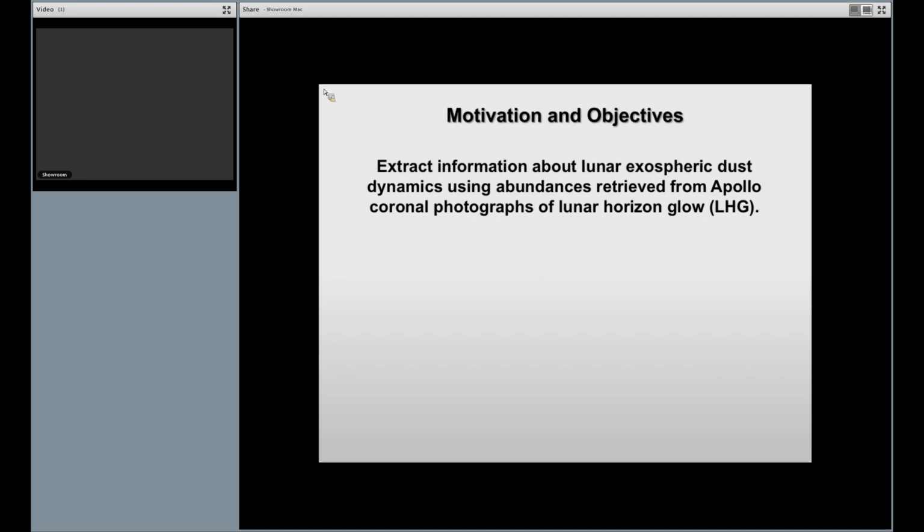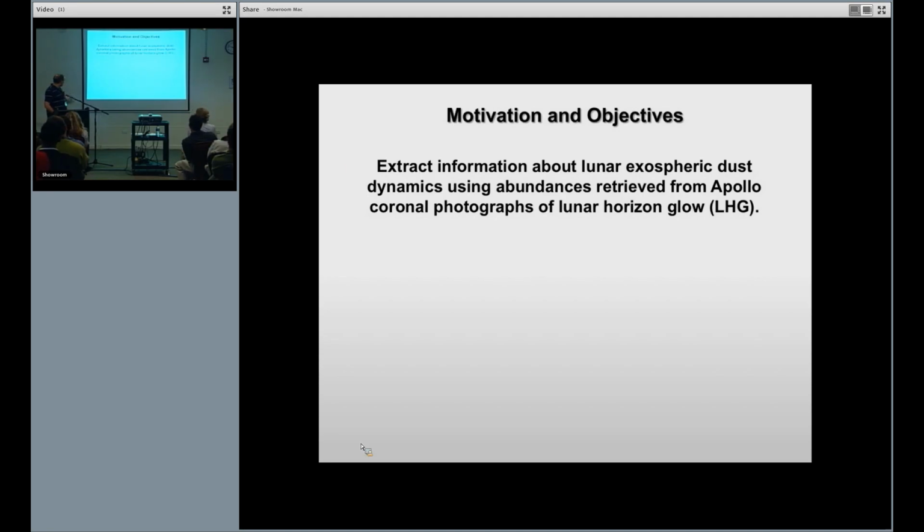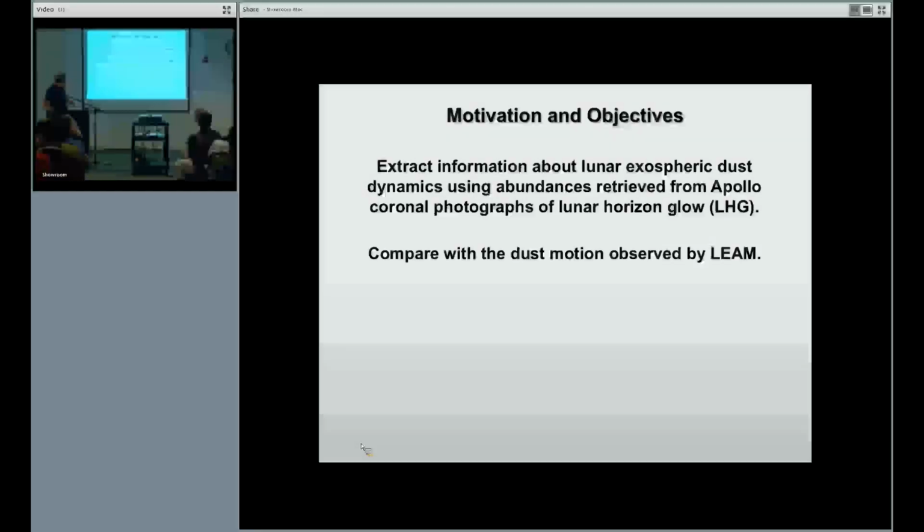So my motivation and objectives for this talk are firstly to extract information about lunar exospheric dust dynamics using the abundances retrieved from the Apollo coronal photographs of lunar horizon glow, the ones that Dave discussed earlier on. Once I've done that, the interesting thing would be to compare with dust motion observed with LEAM to see if it seems consistent.